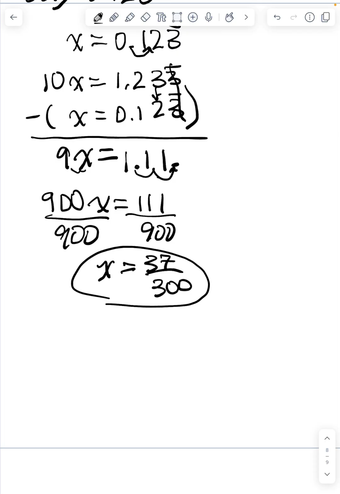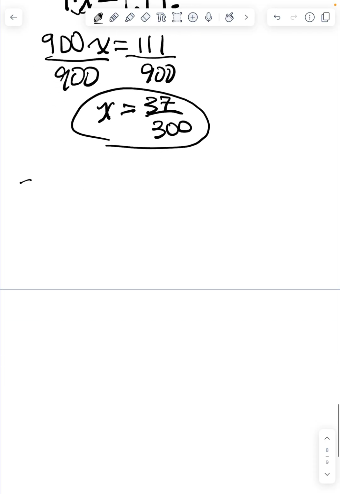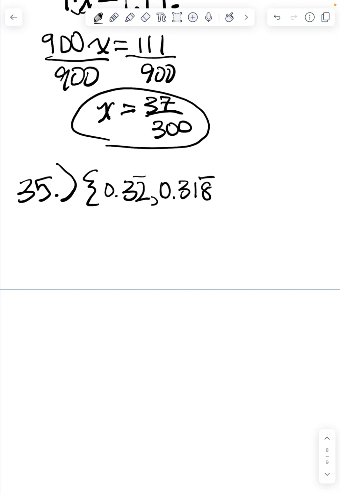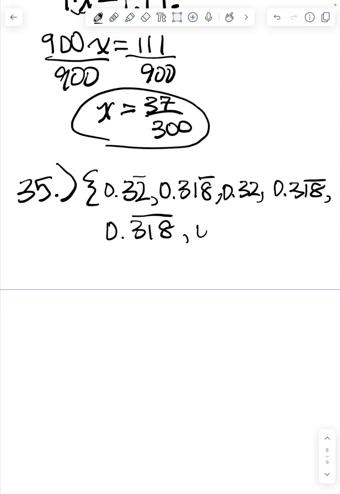Number 35. Order the numbers from least to greatest. So we originally have 0.32 repeated, 0.318 repeated, regular 3.2, 0.32, also 0.318 repeated. It's just different parts being repeated. Okay, so here's what we have. I'm going to go 3 decimal places on each one.